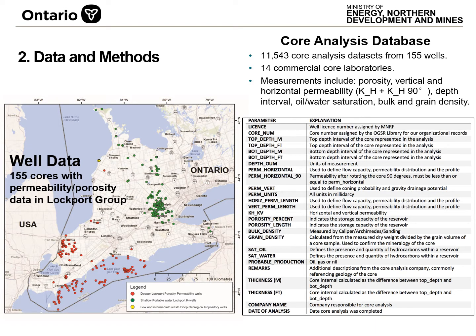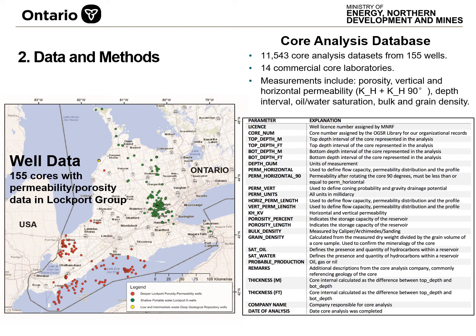Data for this project is largely from the core analysis database compiled by the OGSR staff in London. It includes a total of 155 core wells covering part or all of the Lockport group and the Lower Salina group, with more than 11,000 porosity and permeability datasets. The red dots indicate the location of the 155 core wells with the core analysis data.